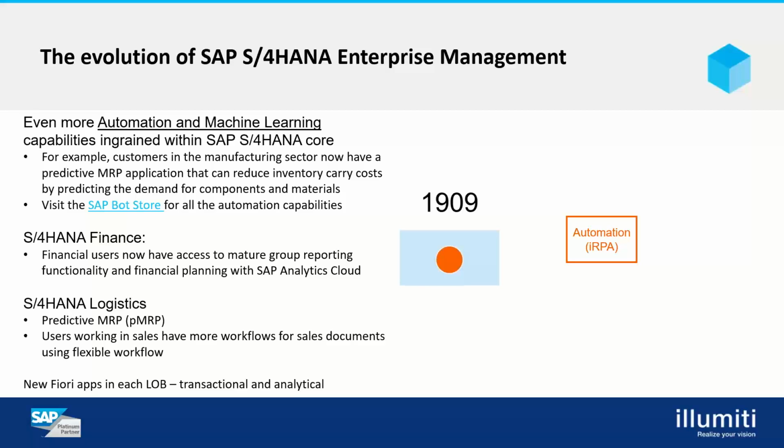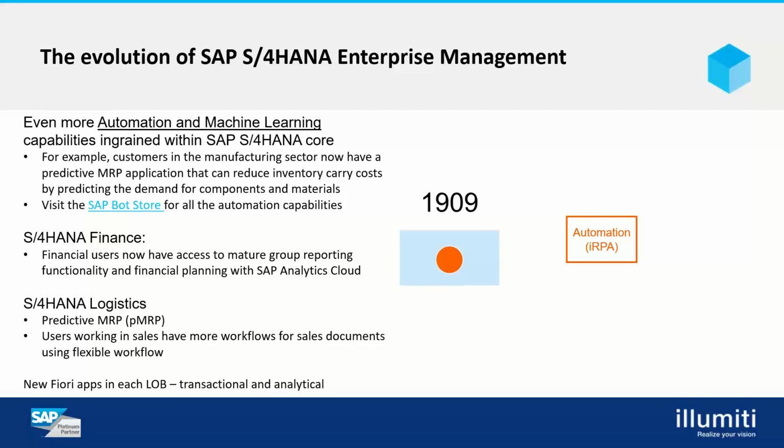So summarizing 1909, what you're probably starting to see now as I'm talking about the evolution of S4 is that a lot of the innovation in these later versions is not so much the adaptation of ECC anymore to the HANA database, moving from an older ECC technology to the newer technology of HANA. It's now starting to get beyond that. ECC is fully converted into S4HANA now.